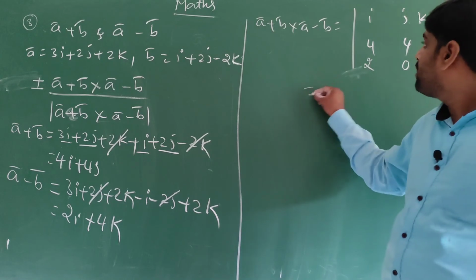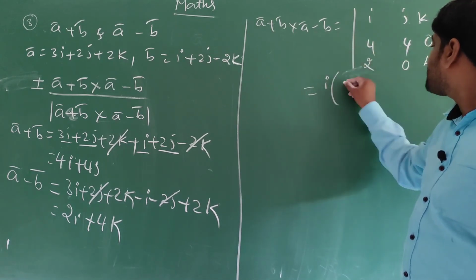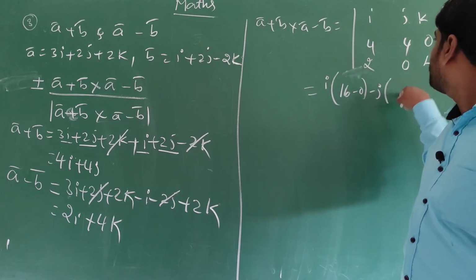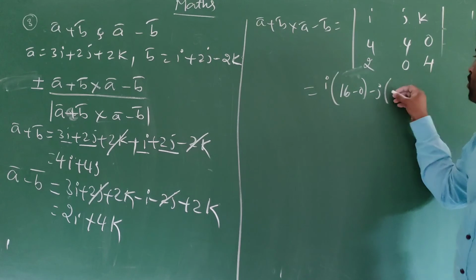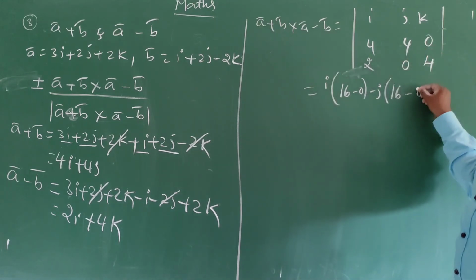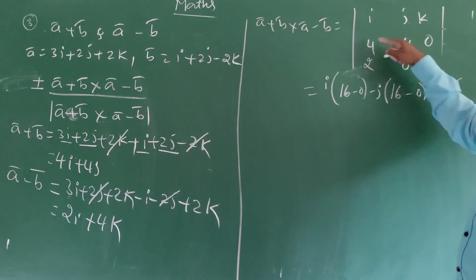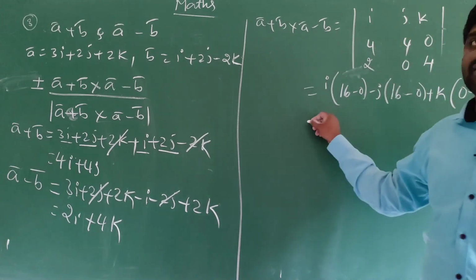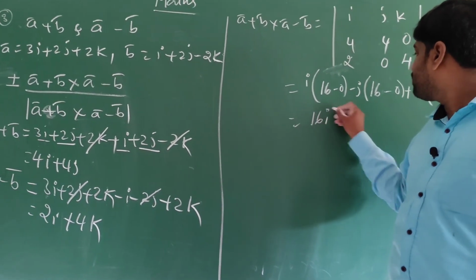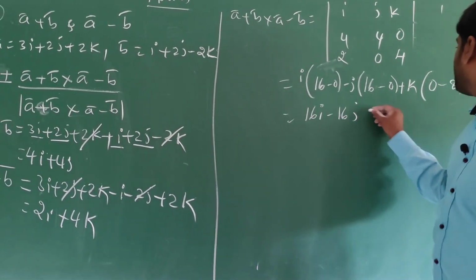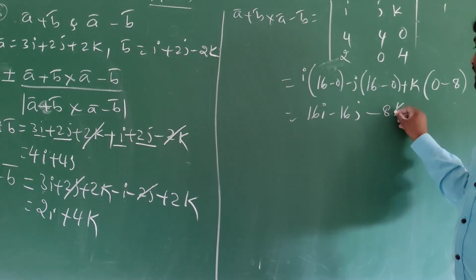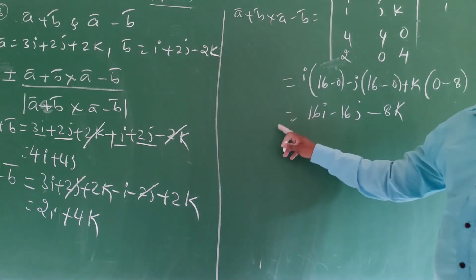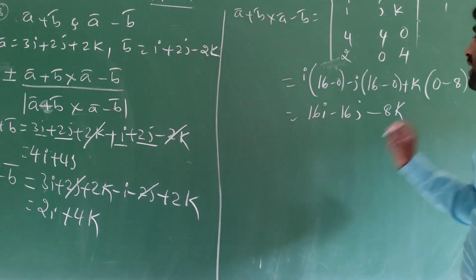You have to expand: i into 4 fours are 16, 0 zeros are 0, minus j into 4 fours are 16, 2 zeros are 0, plus k into 4 zeros are 0, 2 fours are 8. That is 16i minus 16j minus 8k. This is a bar plus b bar cross a bar minus b bar.